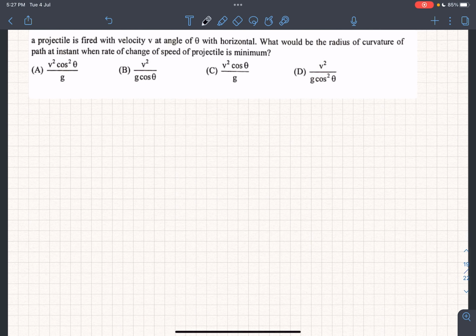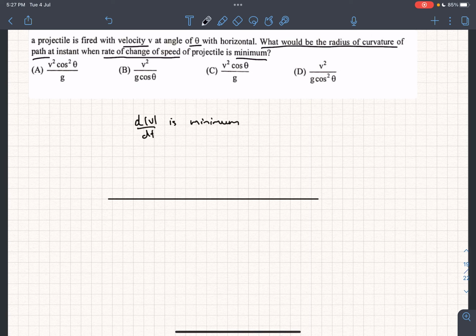So we have a projectile that is fired with a velocity v at an angle theta. The question is, what would be the radius of curvature of the path at the instant when the rate of change of speed of the projectile is minimum? They're saying rate of change of speed, which would be d mod v upon dt, is minimum. So during projectile motion, at some general point P, if we draw the velocity vector, gravity will act in the downward direction, and let's say the velocity vector makes an angle theta.